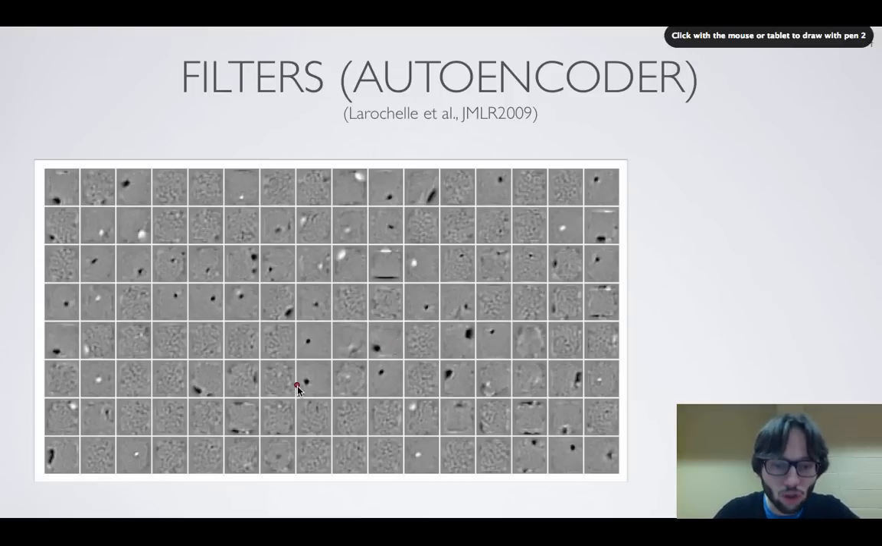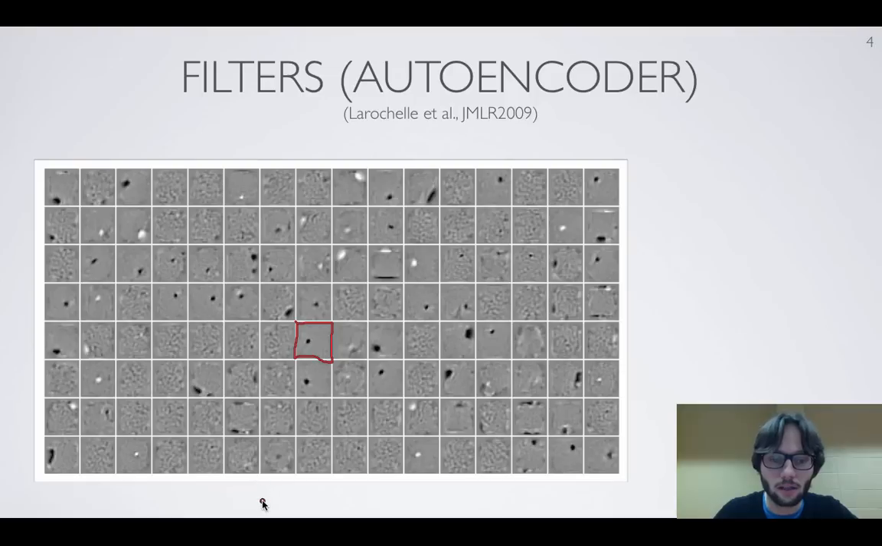So again, each square here is going to be one hidden unit in the autoencoder, and it's a visualization of the weight vector between all inputs and a specific hidden unit. And so gray means weight of 0, black a weight that's negative, and white a weight that's positive.